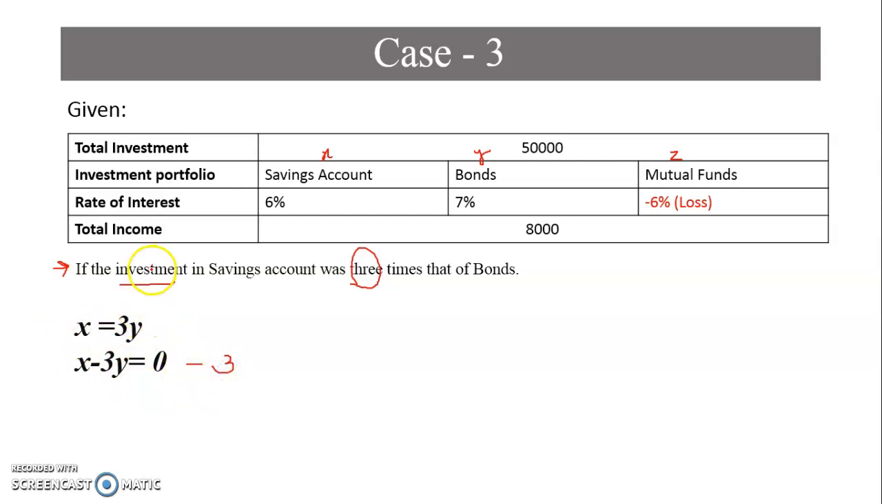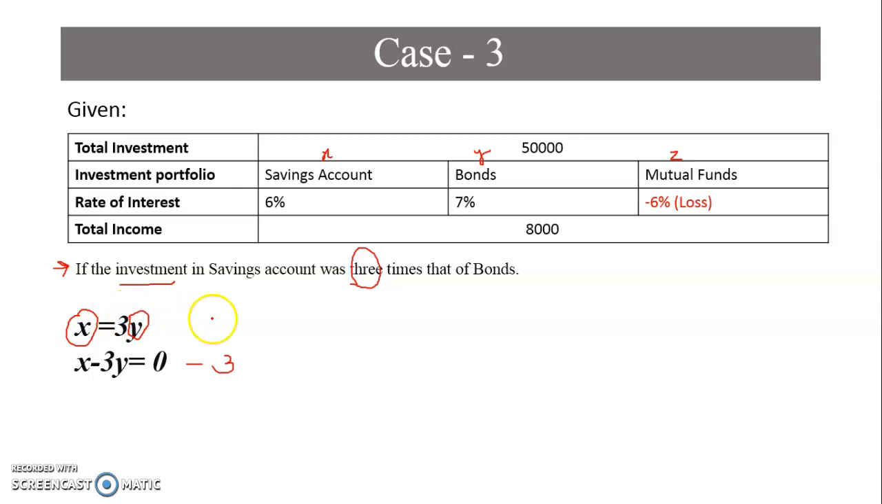If it would have been income, then you have to multiply the rate of interest. So this would be 6% X is equal to 7% Y into 3, because this is 3 times. But in this case it is investment, so we will take the amount only, that is X and Y.